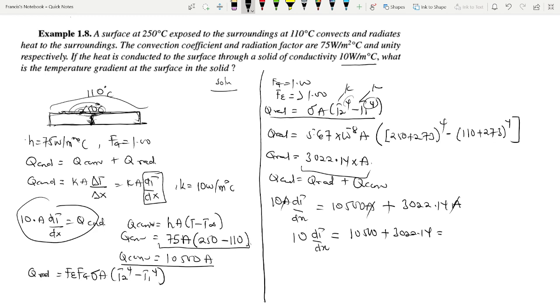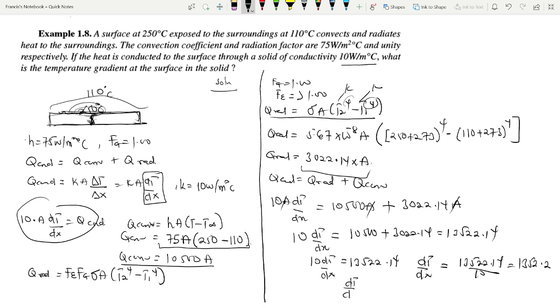Then we get 13522.14. Now 10 dT/dx is giving us 13522.14. Now dT/dx becomes 13522.14 over 10, and that gives us 1352.2. Now dT/dx, which is our temperature gradient, is 1352.2 degrees Celsius per meter.